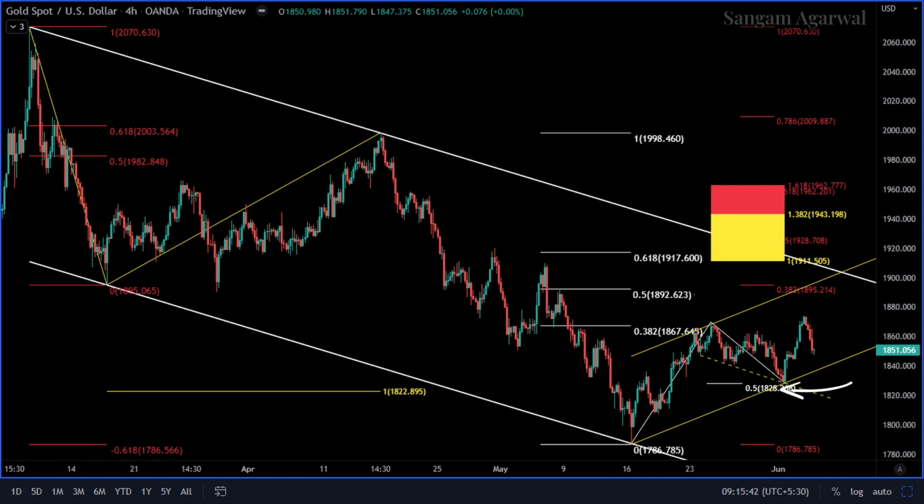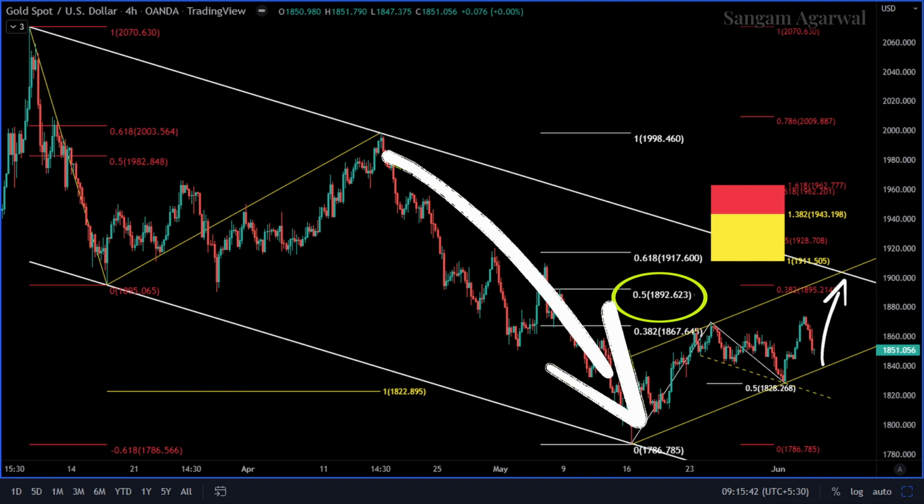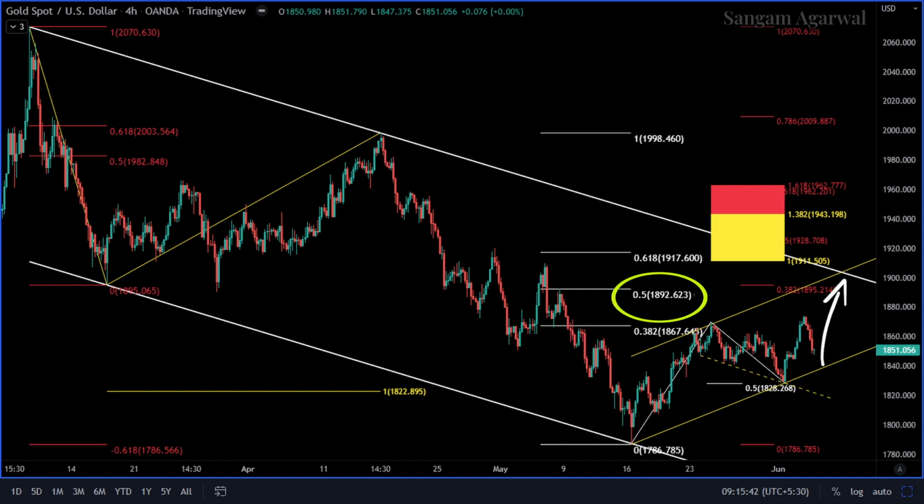So if price goes below that level, then you can say it will retest this bottom, or if this level holds for this June month, then after this flat correction or sideways correction, it will make a new high, and our first target will be 1892, the 50% retracement of this last wave, which is our nearest target.